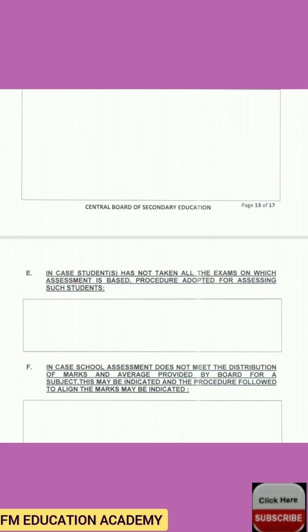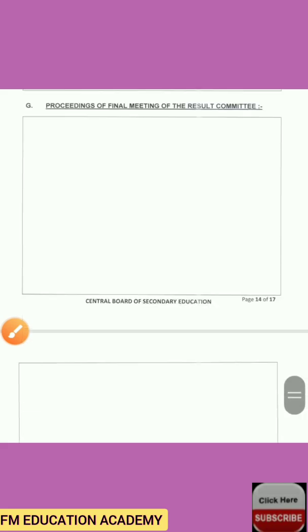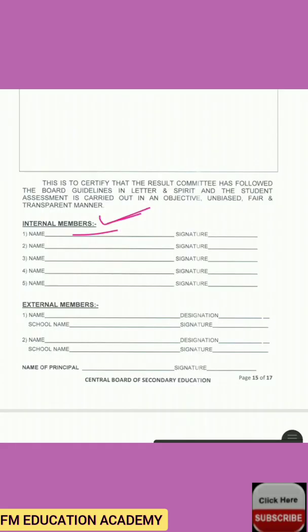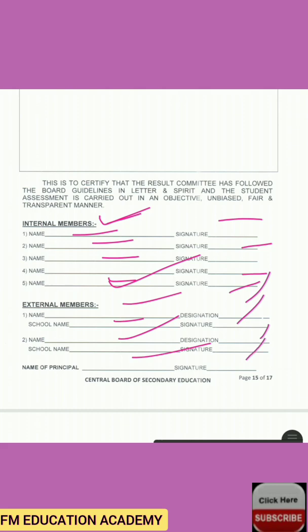Similarly, all these are there. Whomever the school chooses as internal members, their names have to be written here and the signature has to be taken. And also external members, their name, designation, school name and signature should be written, and the name of the principal and signature. This is the rationale document form.